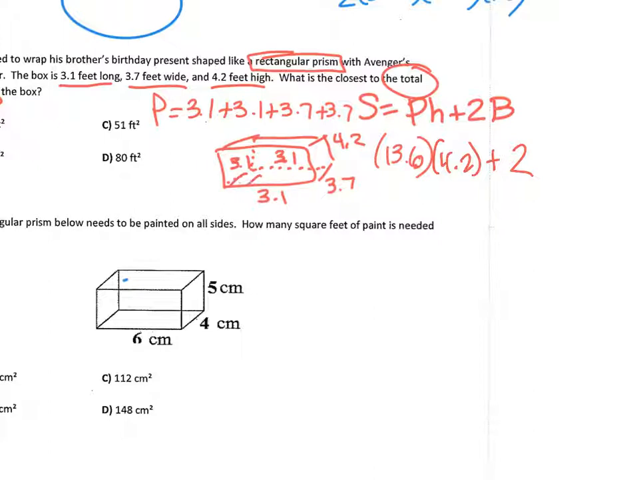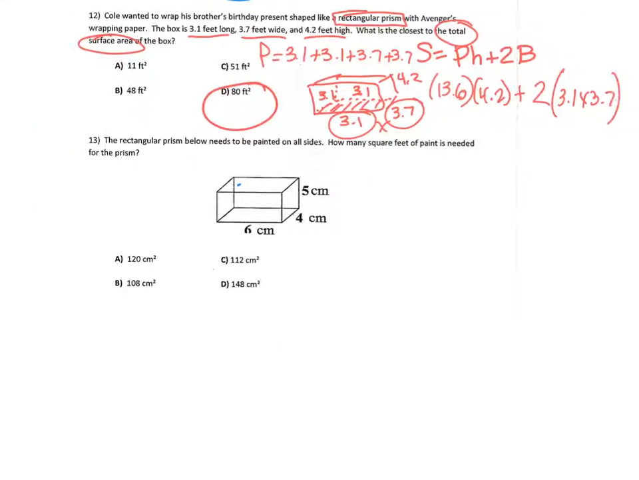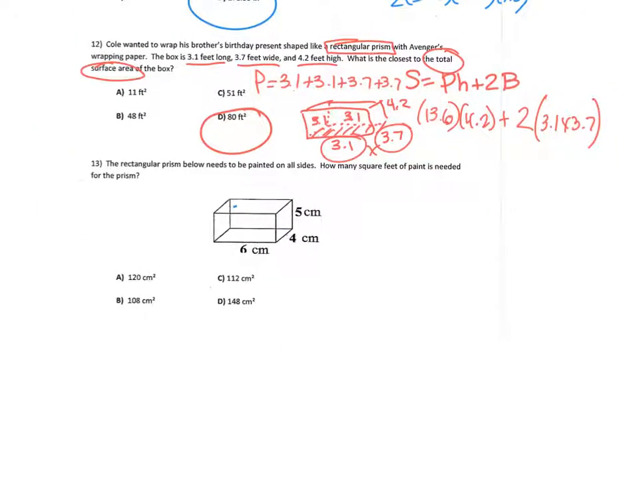So my base is this rectangle down here. So 3.1 times 3.7 would be the area of my base. So plug that all in. Should be D.